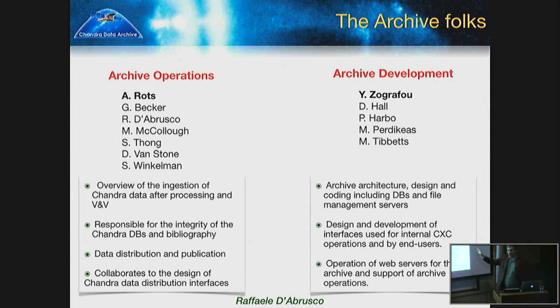And this is a very short description of the basic tasks of both teams, but I will focus on this one because then it will be clear what we do in the ARCOPS in the remainder of the talk. They basically create and code the archive architecture and the infrastructure that we use to operate the archive, including database and file management servers. They design and develop, in collaboration with the ARCOPS team, the interfaces for both the internal access to data and the external public access to data. And of course, they operate the web servers for the archive and support all kinds of archive operations.